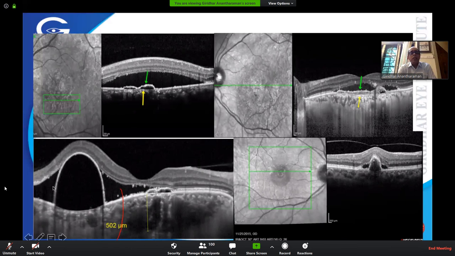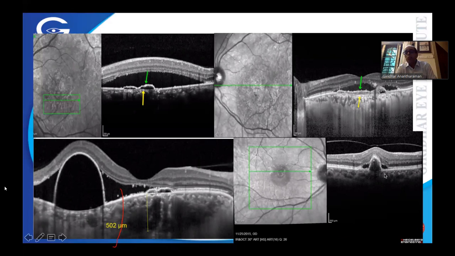Whereas here you see the PED is small, but on the roof of the PED, you can see this hyperreflective material suggestive of a fibrovascular complex. This is a case of polypoidal choroidal vasculopathy in the subfoveal area with serous macular detachment. So looking at the OCT carefully, you can differentiate all these masquerades. Once upon a time, we would probably have diagnosed all these four cases as central serous chorioretinopathy. But today, as retina specialists, we know they are four different conditions.